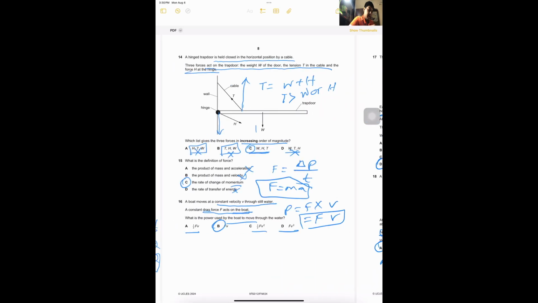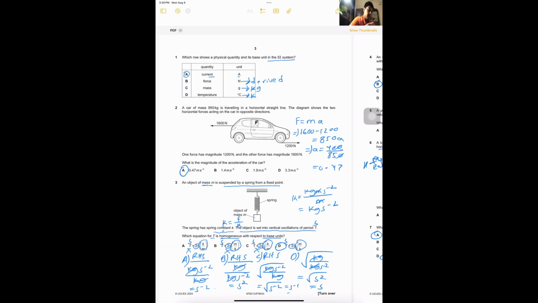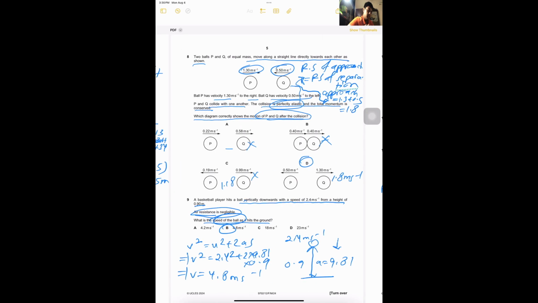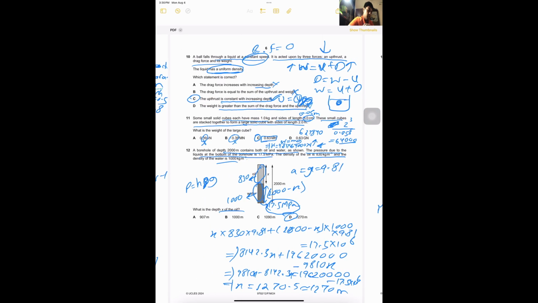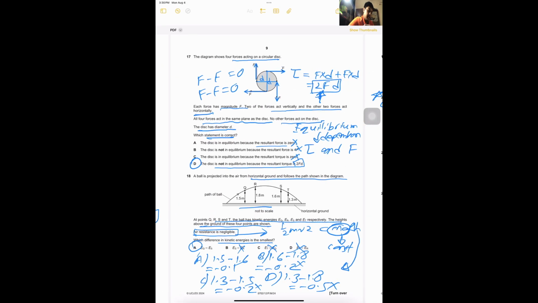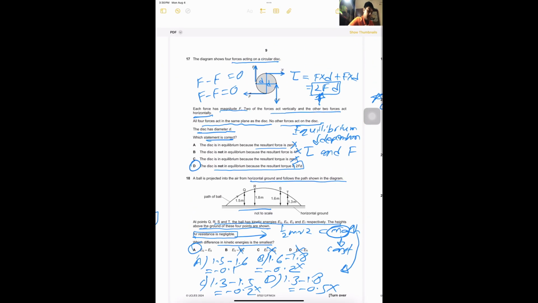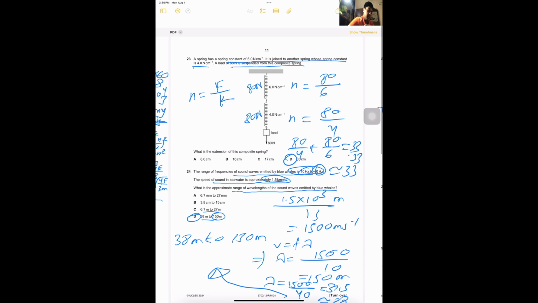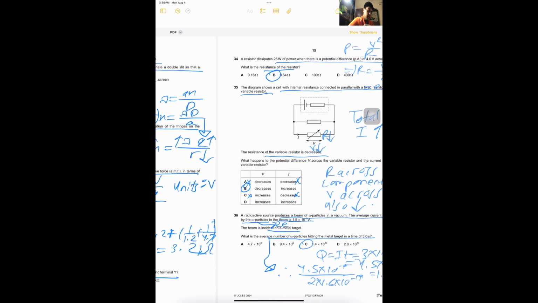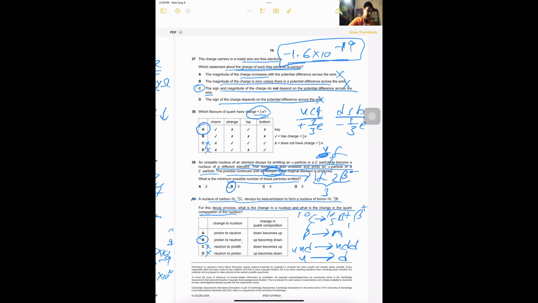So that is your entire paper. Let me just show you one more time this entire paper. That is page 1, page 2, page 3, page 4, page 5, page 6, page 7, page 8, page 9, page 10, 11, 12, 13, 14, and your last page 15.